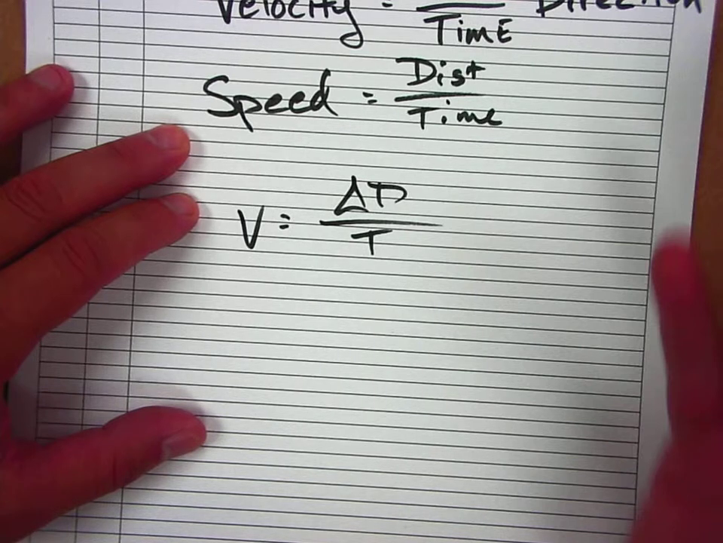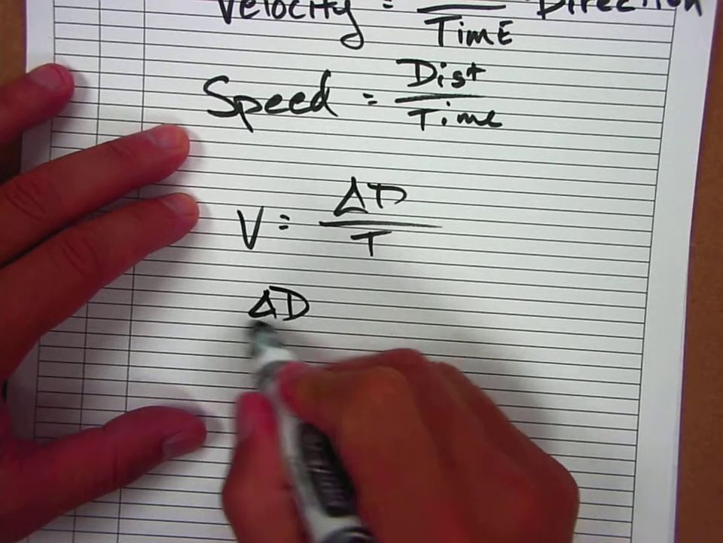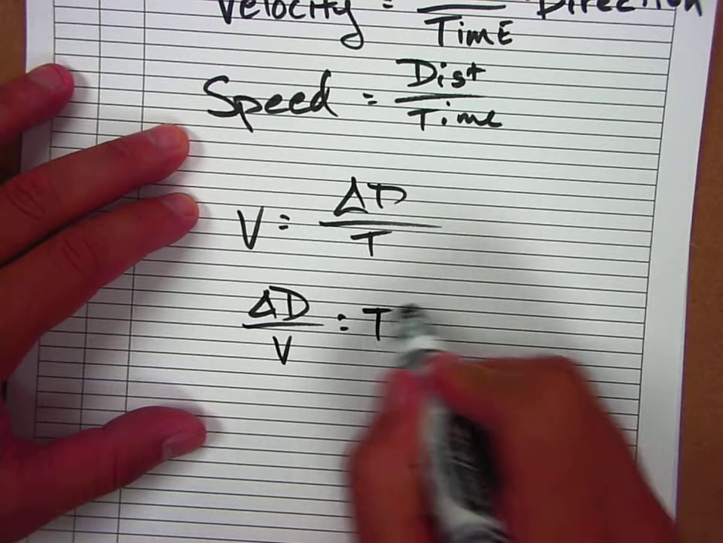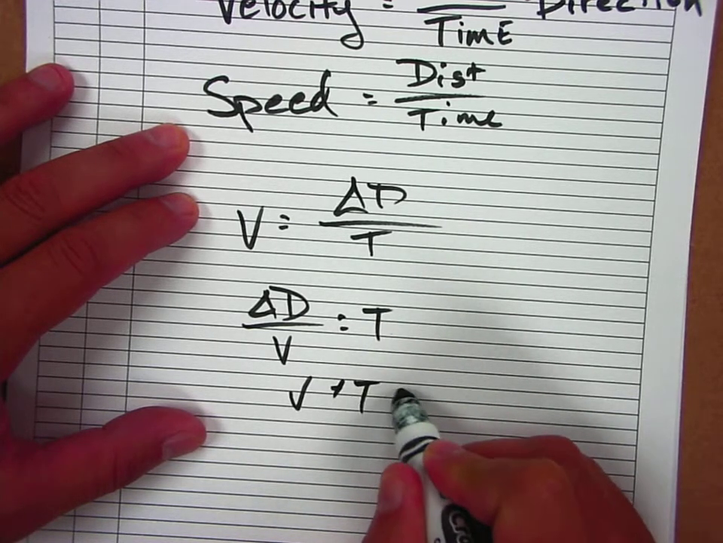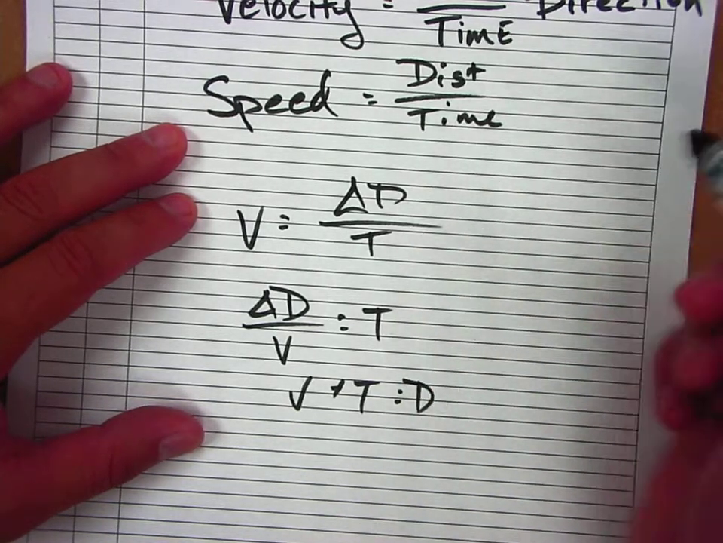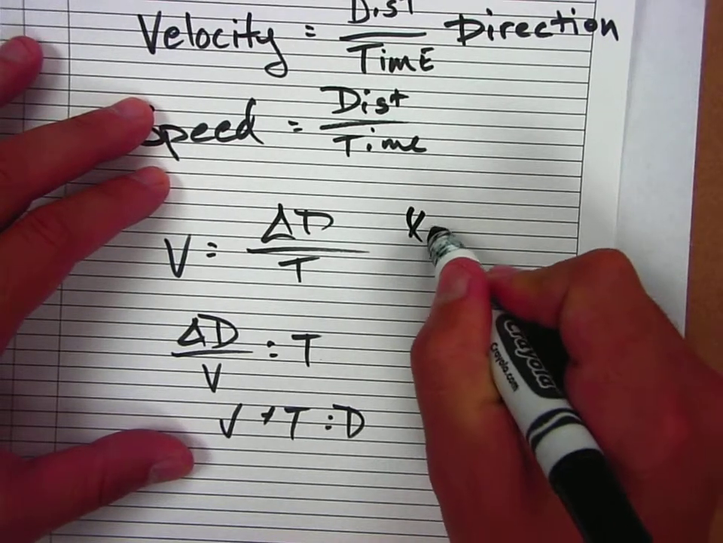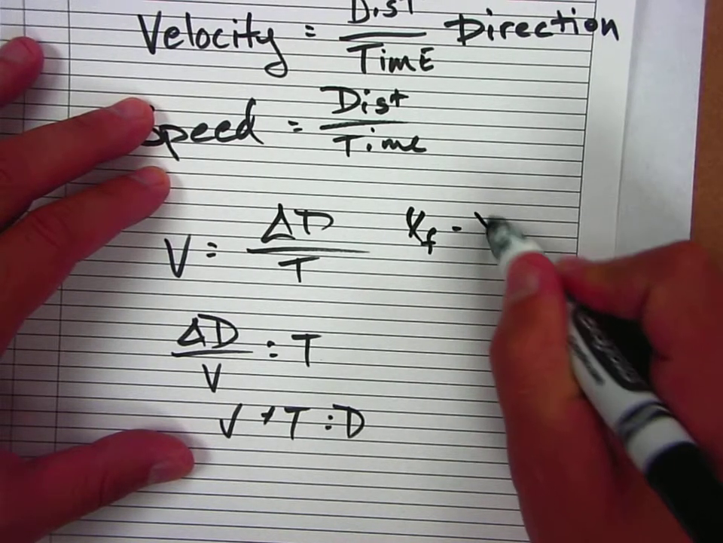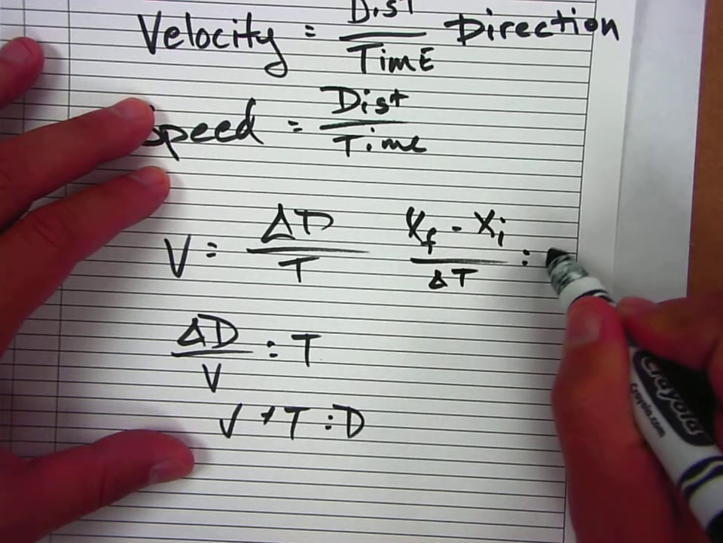You can use your algebra to rearrange the equation. So we would have that change in distance over velocity would give you time, and velocity times time will give you distance. Easy peasy. Because it is a change in distance, you're going to have to go final distance minus initial distance, divided by the change in time. Gives you velocity.